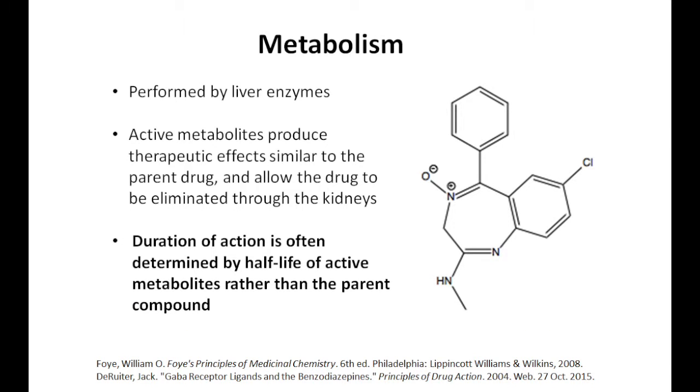Metabolism of chlordiazepoxide and other benzodiazepines is performed by liver enzymes. Chlordiazepoxide is transformed into 4 pharmacologically active metabolites: desmethylchlordiazepoxide, demoxepam, desmethyldiazepam, and oxazepam. These metabolites produce therapeutic effects similar to the parent drug and can be easily eliminated through the kidneys.